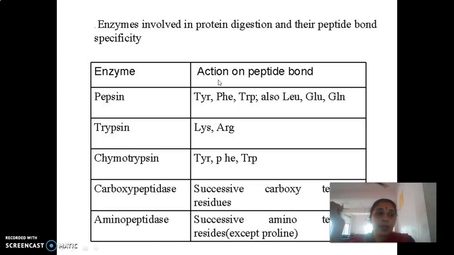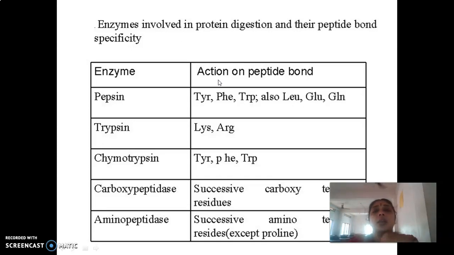Now, what is happening in the duodenum, the first part of the small intestine? When the partially digested food enters the duodenum, it stimulates the duodenal mucosa to release hormones. There are two hormones, cholecystokinin and pancreozymin. These two hormones catalyze the synthesis and secretion of pancreatic juice into the small intestine.